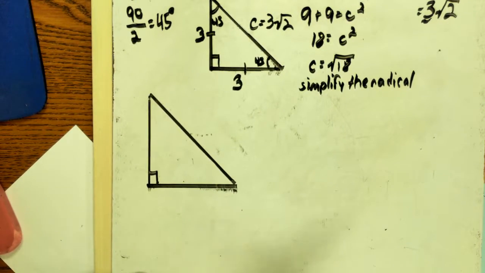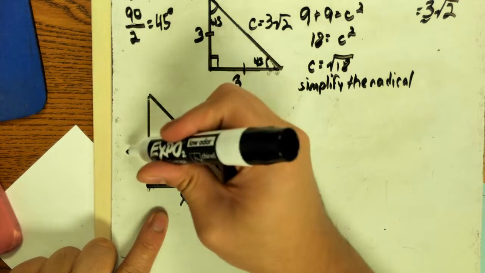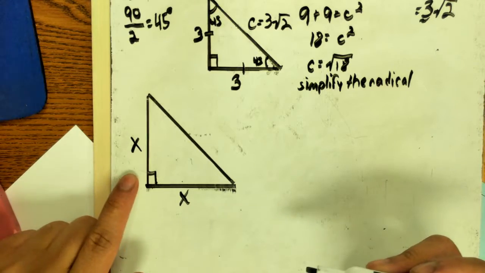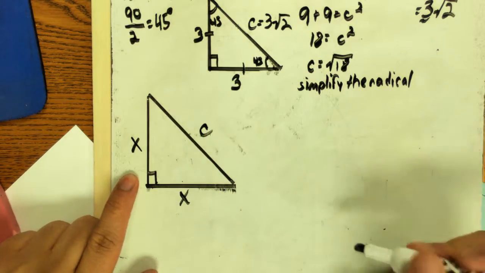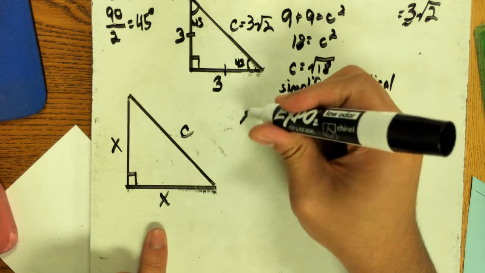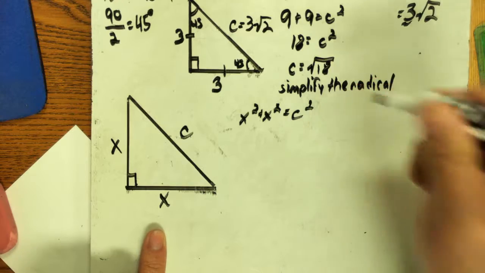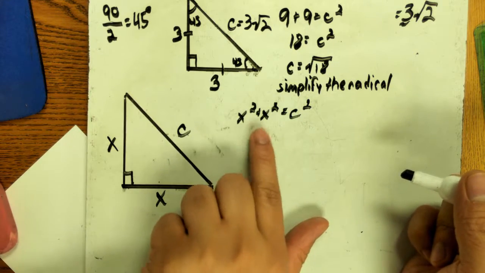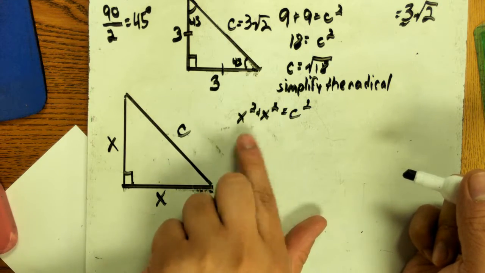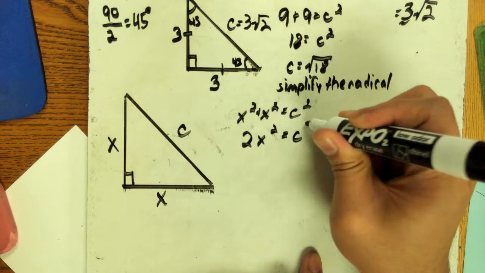So over here, I have another triangle. Let's call this side X, which makes this other side X. Let's go ahead and solve for C. So the Pythagorean theorem tells me x squared plus x squared equals c squared. We are adding two x squareds here, so we have 2x squared equals c squared.